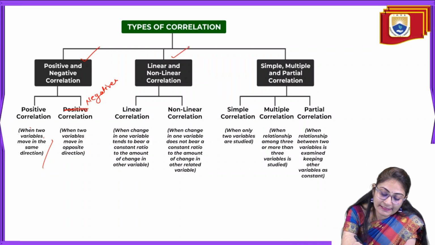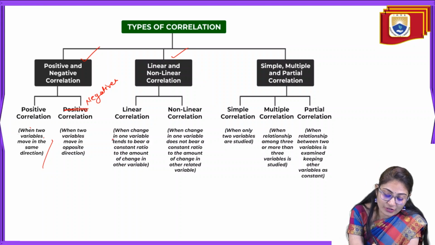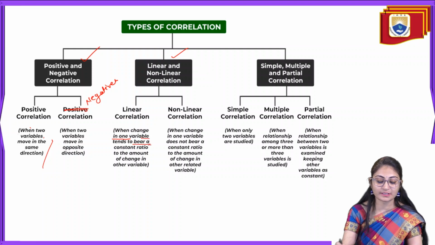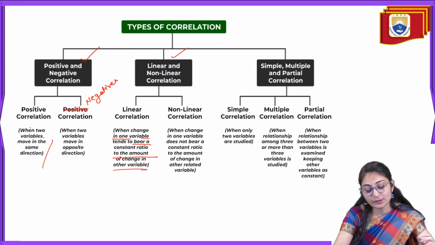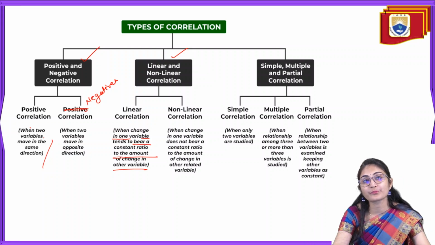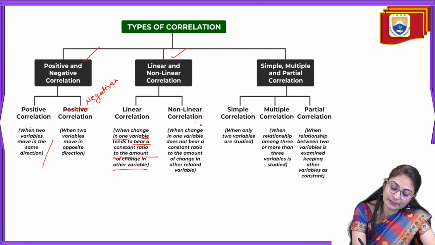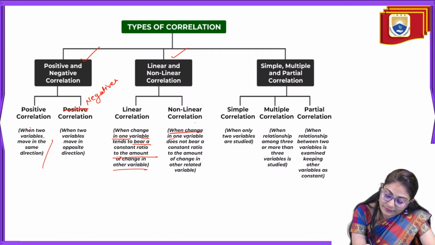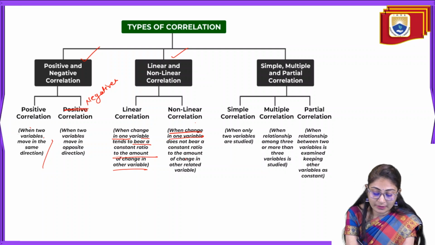Then after that, linear and non-linear correlation. Linear correlation means when a change in one variable tends to bear a constant ratio to the amount of change in the other variable. So that means it shows the effect of one condition on the other. Non-linear correlation is when a change in one variable does not bear a constant ratio to the amount of change in the other related variable.